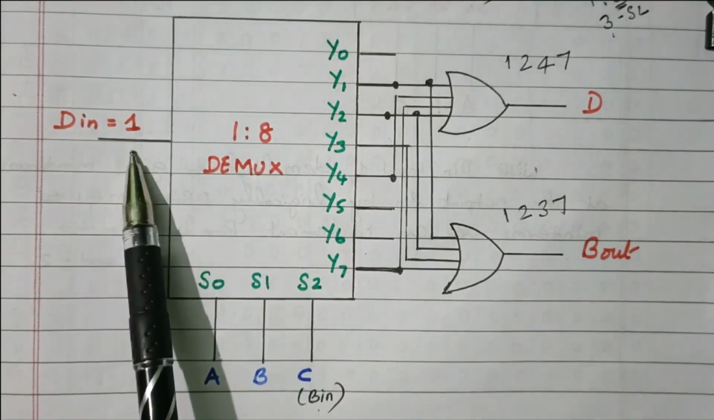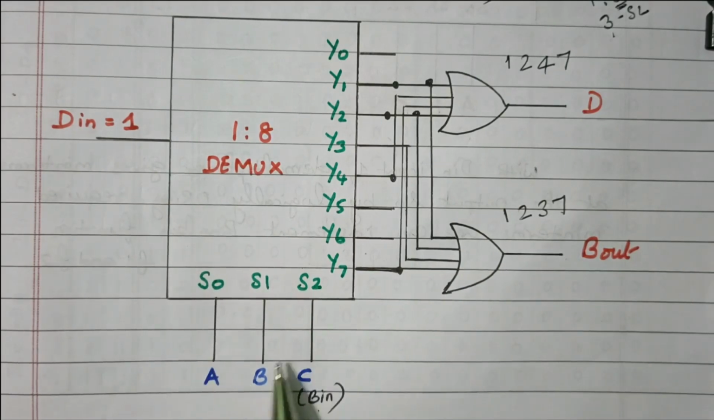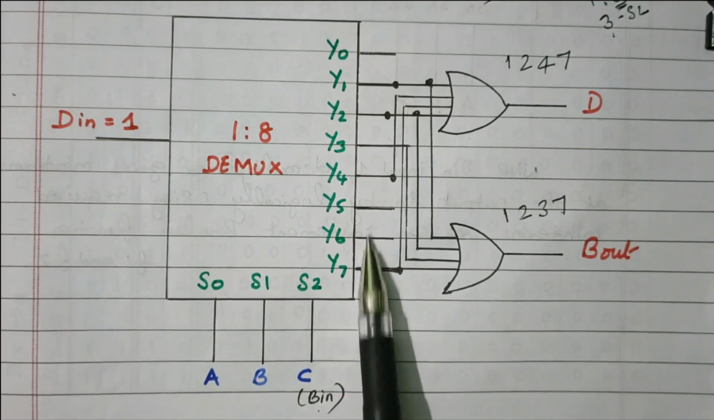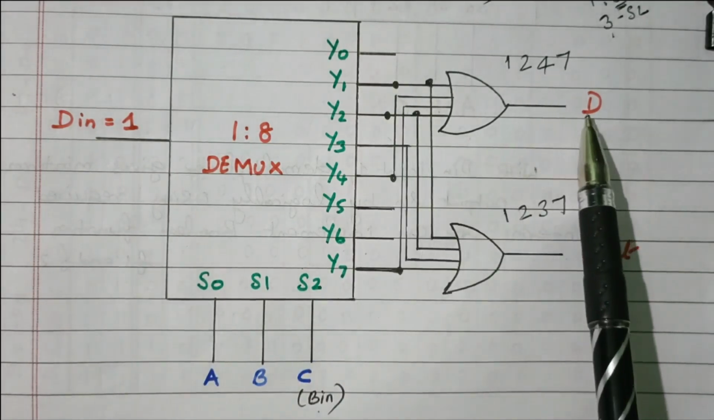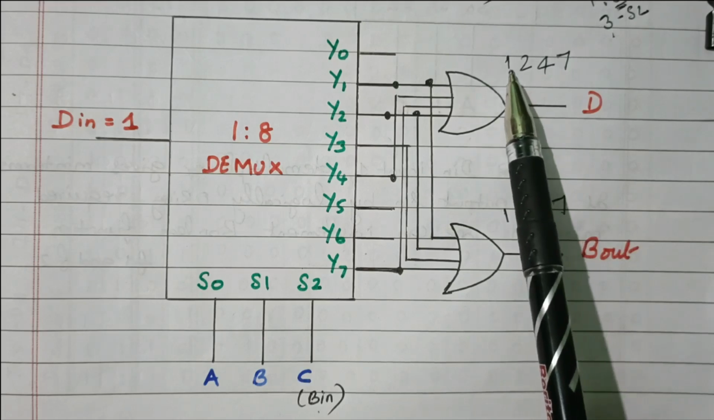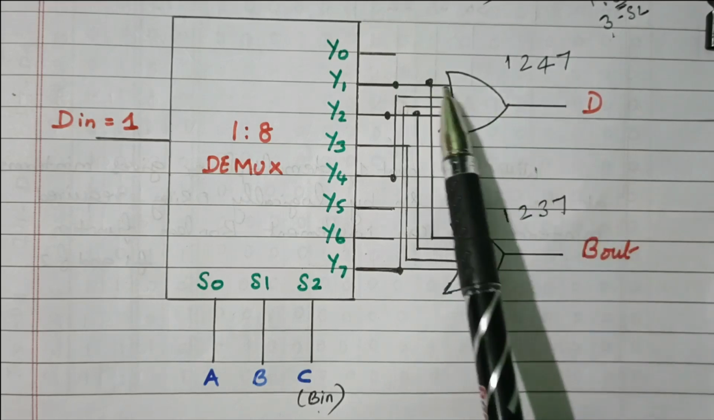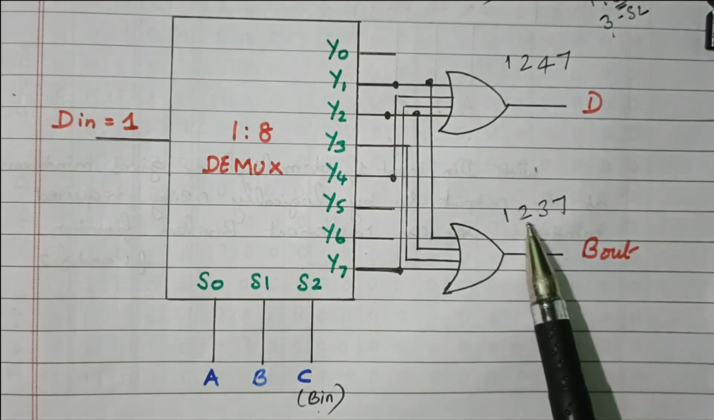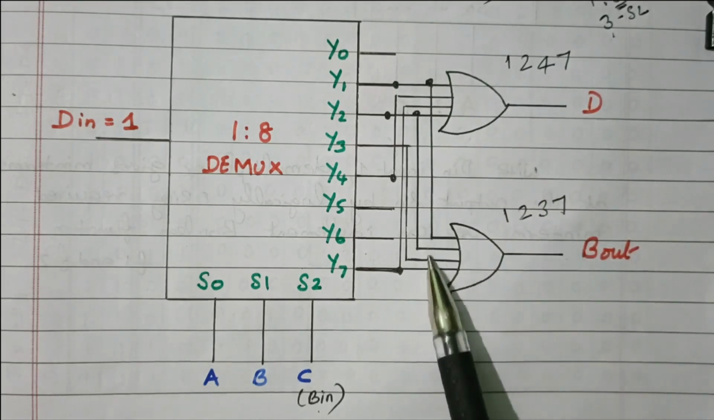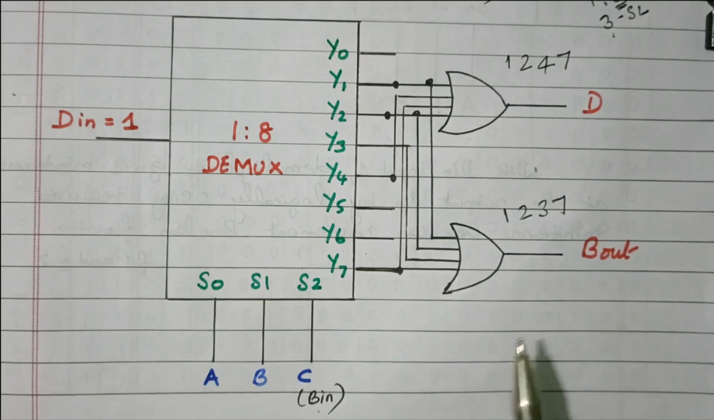Data in is 1. The selection line is nothing but the 3 inputs A, B, borrow in. The 8 different outputs are available. Based on the truth table, for the difference we need the sum of min terms 1, 2, 4, 7. These 1, 2, 4, 7 are connected together. For borrow out, what we need? 1, 2, 3, 7. So when 1, 2, 3, 7 are connected, we get the borrow out. So in this video, we discussed how to implement the full subtractor using the demultiplexer.